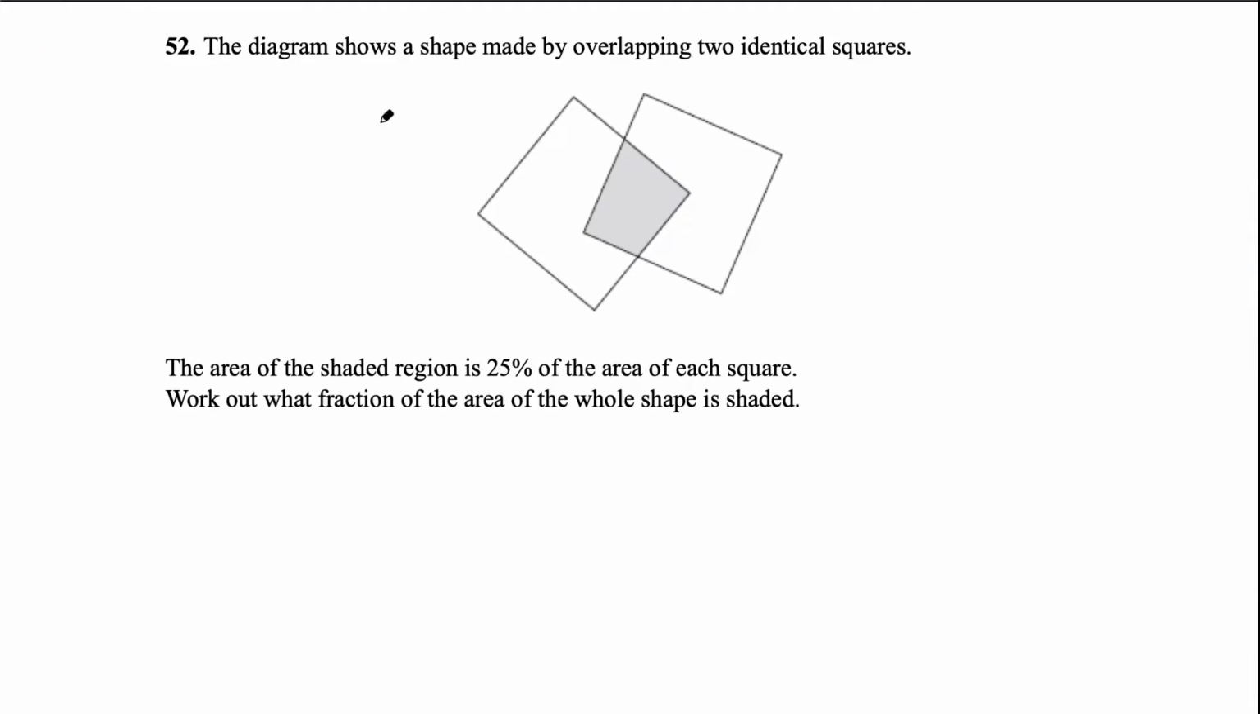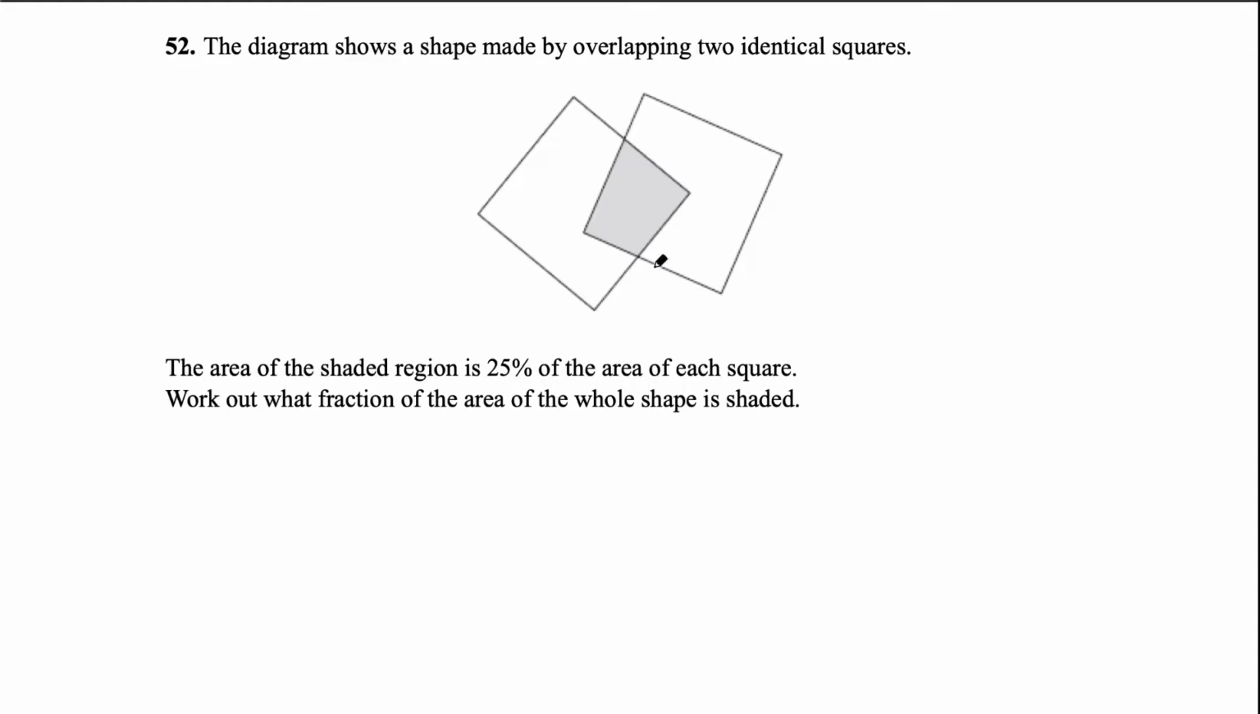Question 52 says the diagram shows a shape made by overlapping 2 identical squares. The area of the shaded region is 25% of the area of each square. Work out what fraction of the area of the whole shape is shaded. Alright, so let's try to break down what they're telling us. So the area of the shaded region is 25% of the area of each square, and they are identical squares. So another way of saying 25% is a quarter.